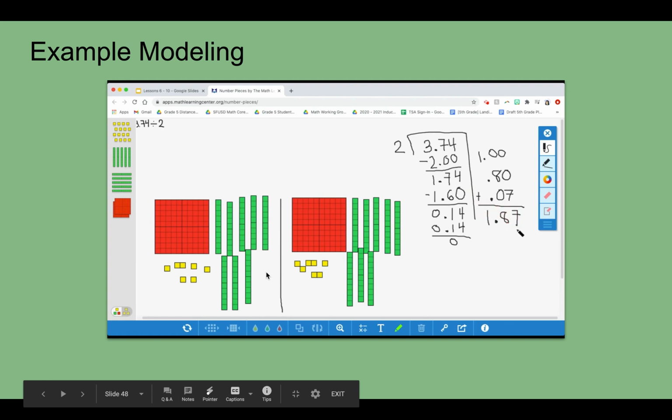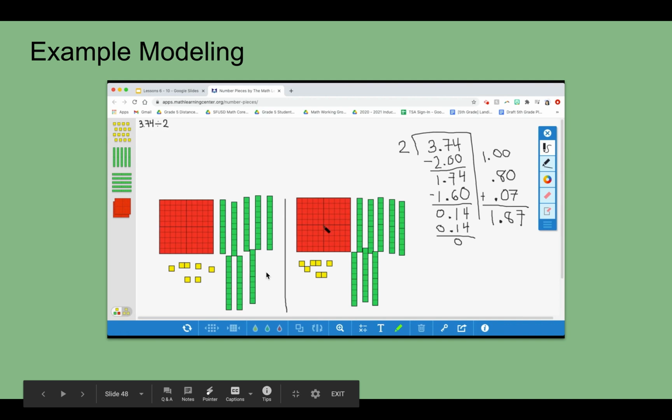Okay, so now I want to double check that my answer is correct. So this says that I have $1.87 on each side. I have one flat, which represents $1. I have 1, 2, 3, 4, 5, 6, 7, 8 rods that represent the 8/10. And I have 1, 2, 3, 4, 5, 6, 7 cubes, which represent the 7/100ths. So this is my final and correct answer.